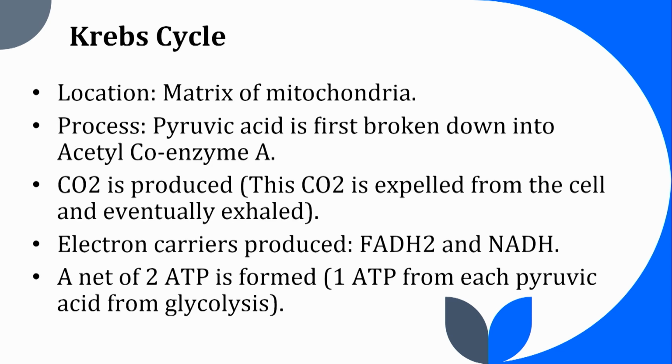So let's talk about the Krebs cycle a little bit here. Okay, so again, this is happening in the mitochondria. The process here is that we're going to take the pyruvic acid. Remember that in glycolysis, we made two pyruvic acids. We're going to take that pyruvic acid and break it down a little bit further. We're going to break it into acetyl coenzyme A. Then that's going to produce carbon dioxide. That CO2 is expelled through the cell, and eventually you will exhale it.